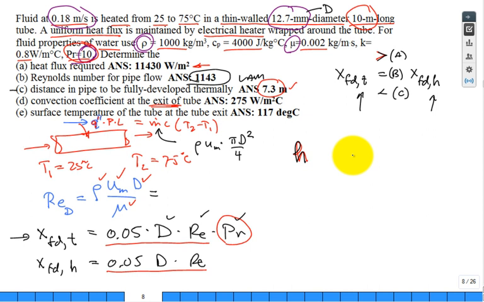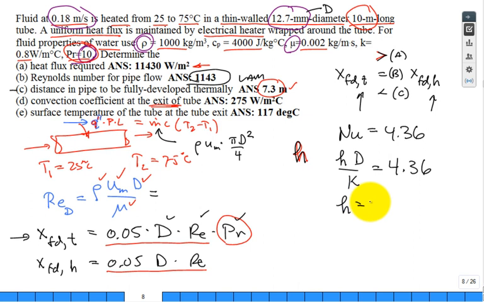I have to look at the type of boundary condition that I have. Do I have a uniform heat flux? I do. And so the Nusselt number is a constant. It's 4.36. And then the definition of the Nusselt number is H d divided by K. So I just unravel it. H is equal to 4.36 times K divided by D. And then you put in your K and your D and you calculate 275.